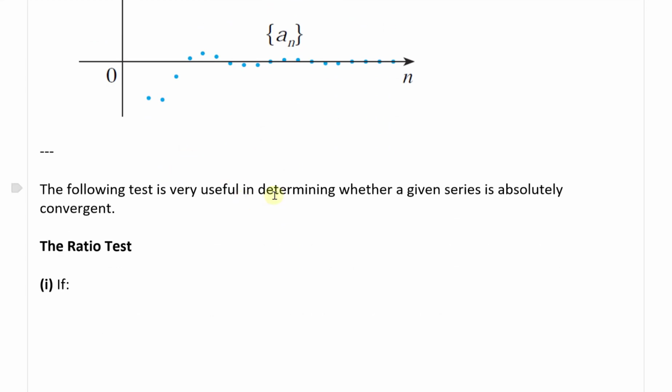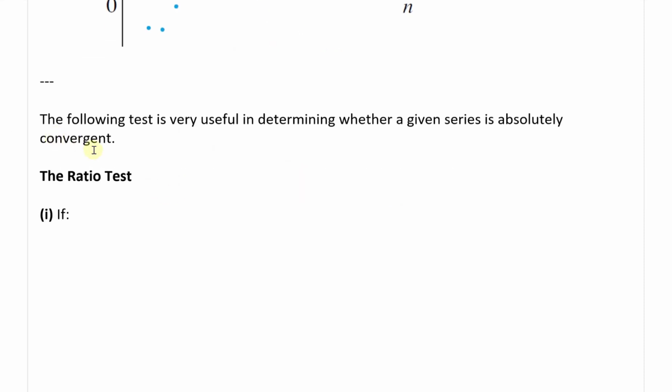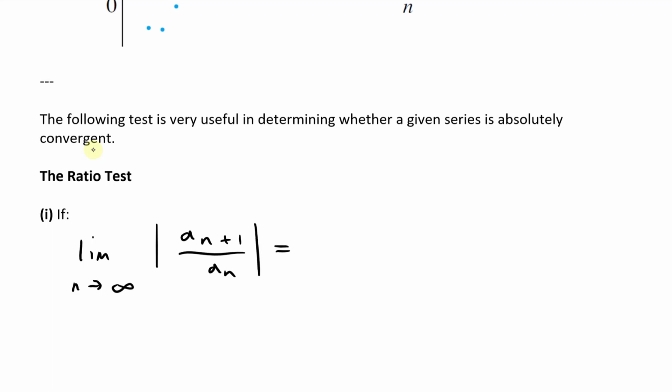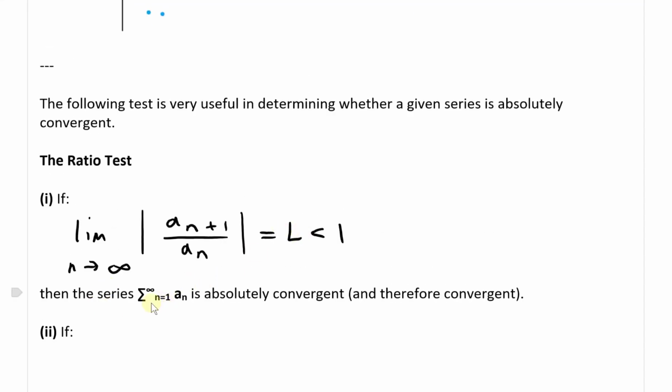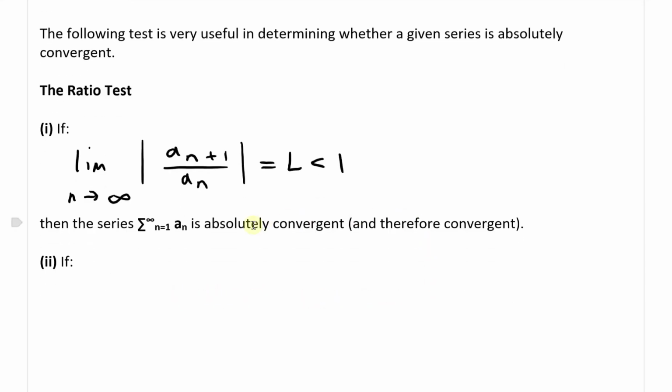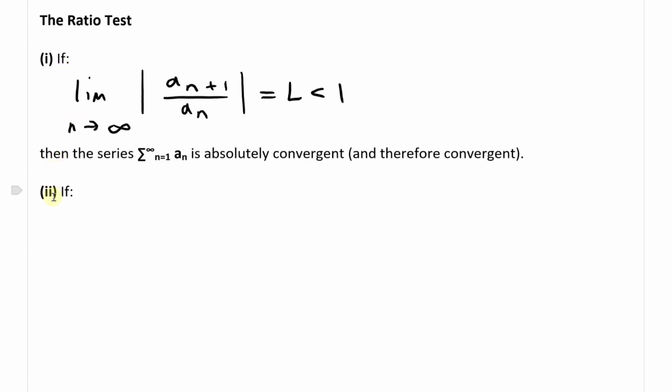The following test is very useful in determining whether a given series is absolutely convergent. If we have the limit as n approaches infinity of the absolute value of a_(n+1) divided by a_n equal to L, and L is less than 1, then the series, the summation from n equals 1 to infinity of a_n, is absolutely convergent and therefore convergent. I'll prove this soon.